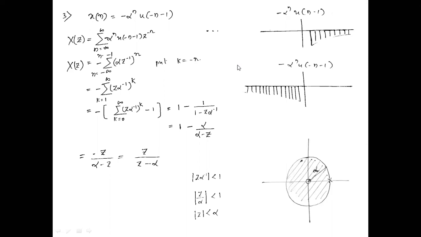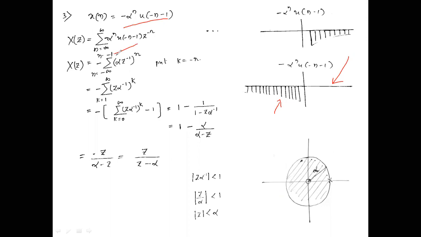Once again, it is minus alpha to the power n u of minus n minus 1. Since there is a minus sign, the amplitudes are going to be negative. For this, first you have to do the shifting, u of n minus 1, then n shall be replaced by minus n. Now you can see this signal starts from minus infinity and goes till minus 1. This is a very interesting thing.